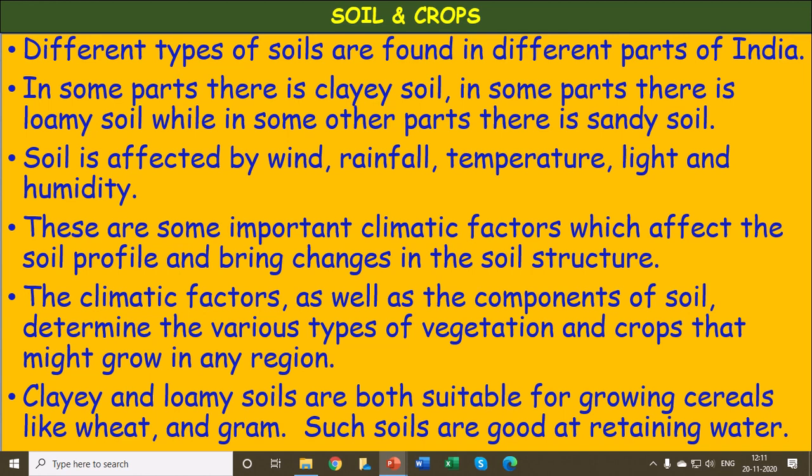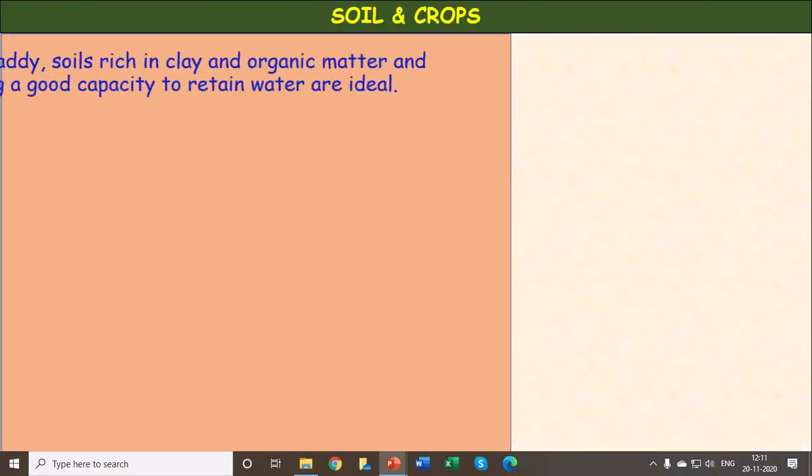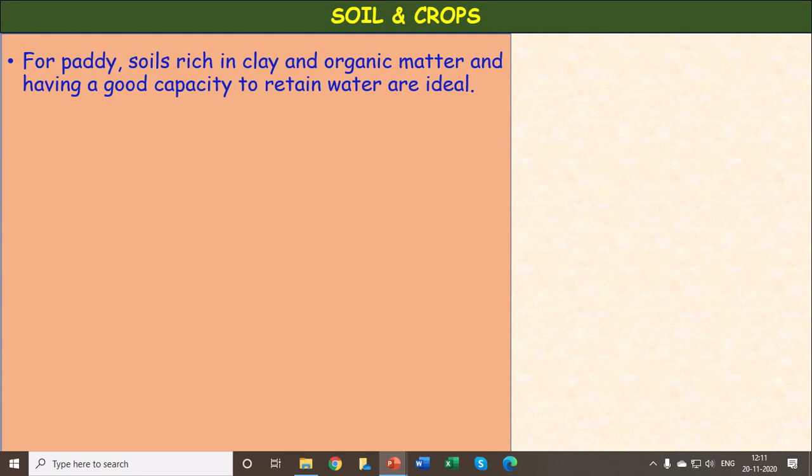For paddy, the soils rich in clay and organic matter are required. For paddy, the soils rich in clay and organic matter and having a good capacity to retain water are ideal.